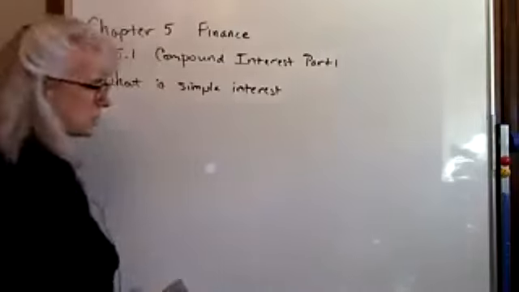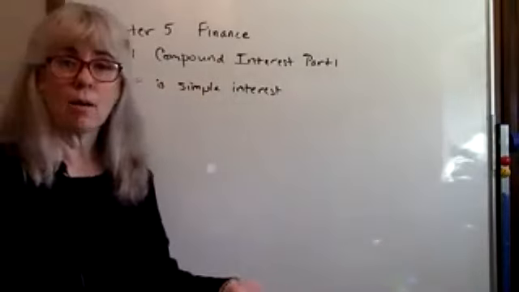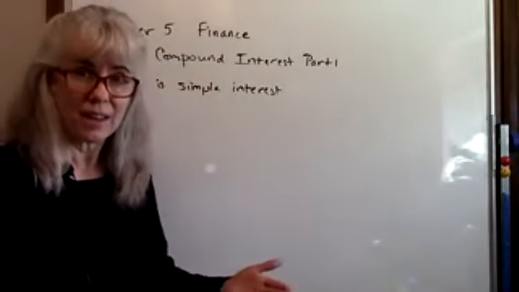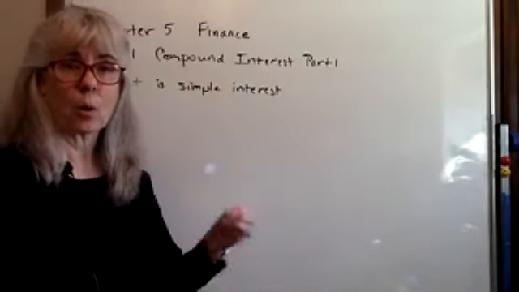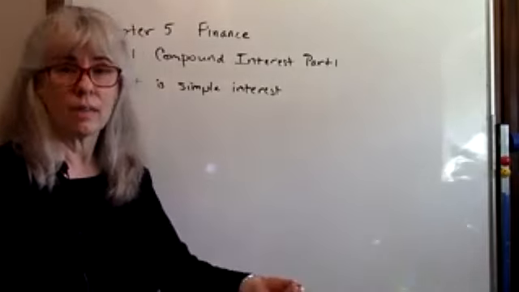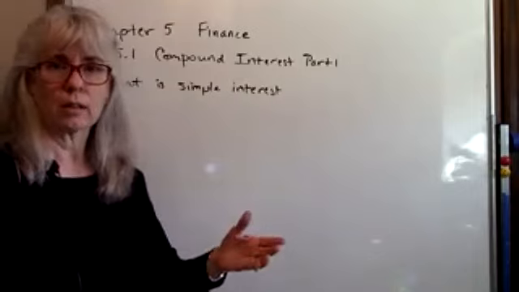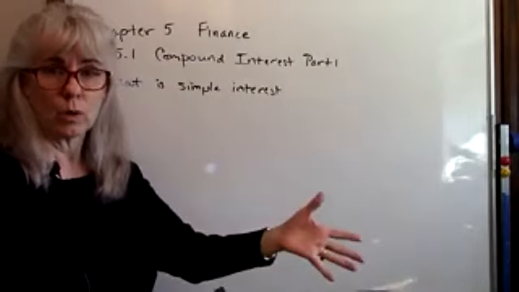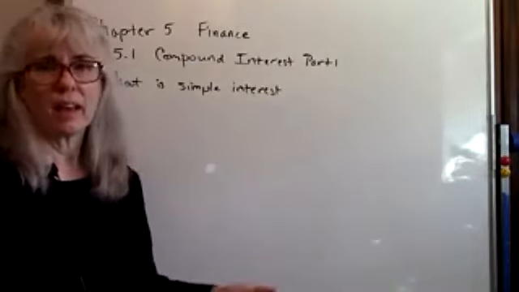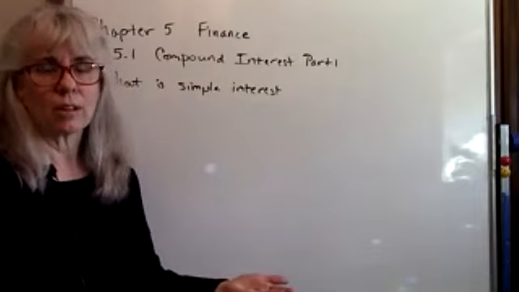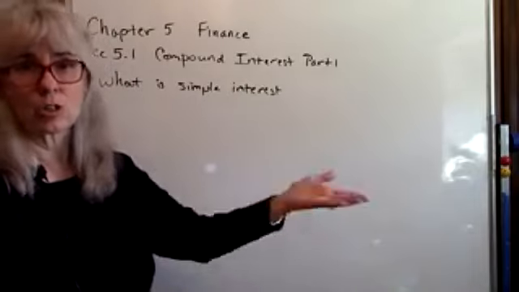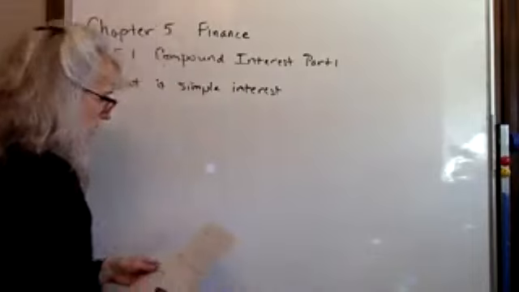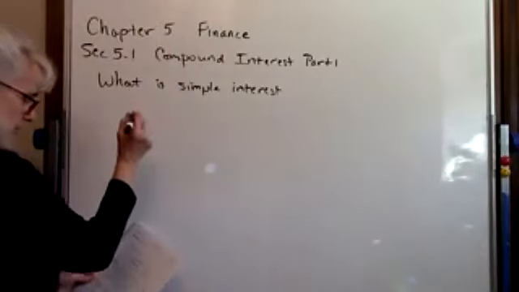With simple interest, your money is deposited into an account and it just sits there and does absolutely nothing. When you go to withdraw it, or at the end of the time, the interest is calculated, added in, and given back to you. The money does nothing. At the end of time, the interest is calculated, added on, and returned as a lump sum to you.